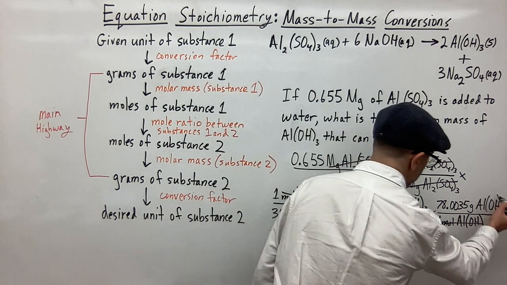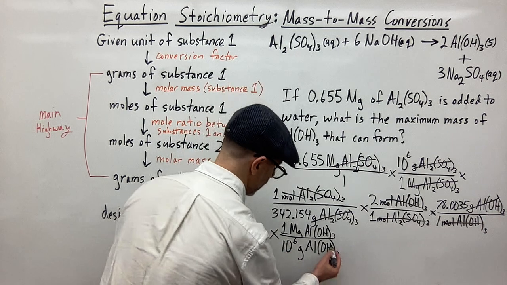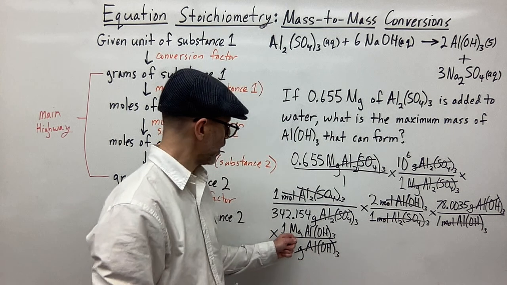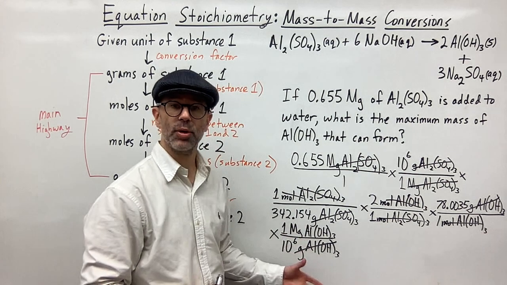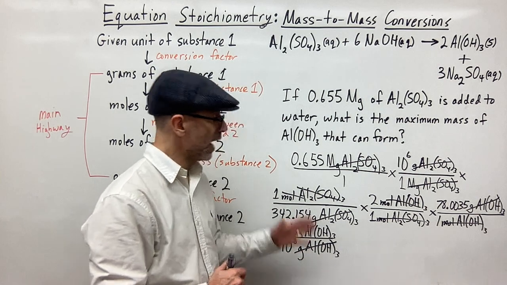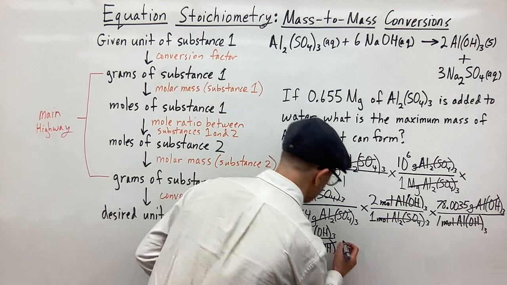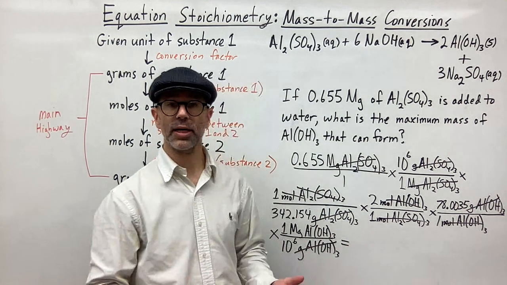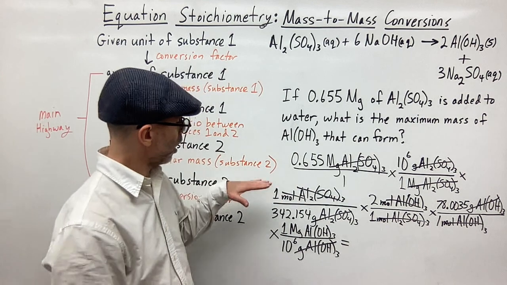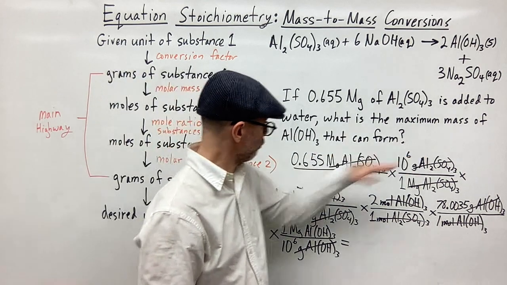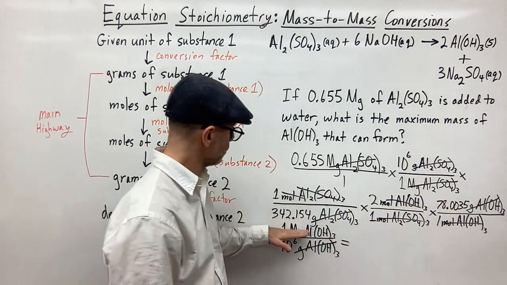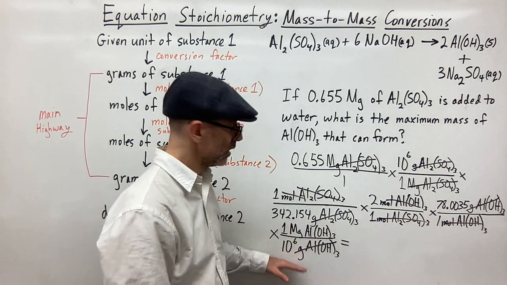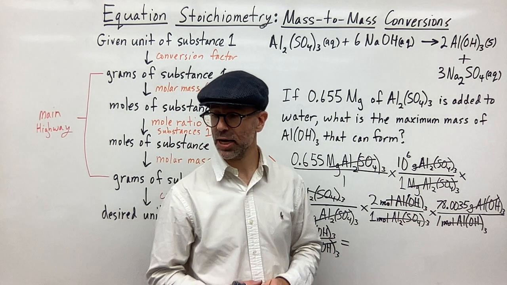So here, grams of aluminum hydroxide cancel here, grams of aluminum hydroxide. And now we have megagrams of aluminum hydroxide on the top. That is what we want. So we're done. No more conversion factors. All we need to do is calculate the number on our calculator. So all I have to do is multiply by everything on the top and divide by everything on the bottom. And then my calculator will spit out the rest.